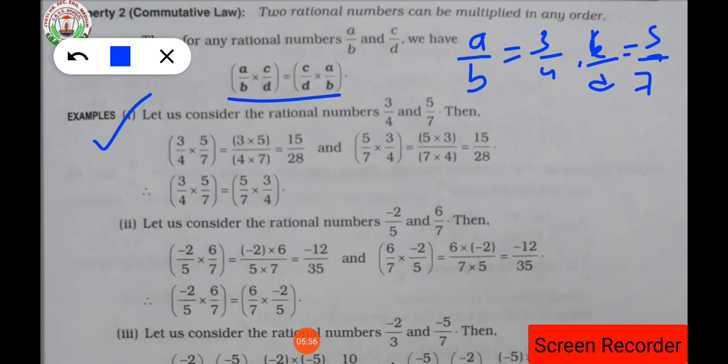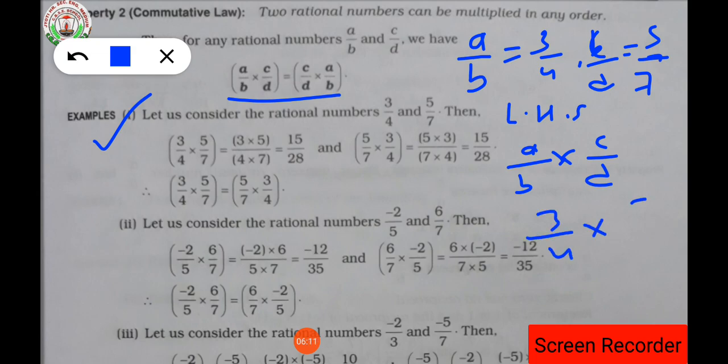So what is the first, left hand side we are having? a by b into c by d. So multiply the value of a by b with c by d. That is, a by b we are having as 3 by 4 into c by d we are having 5 by 7. So 3 into 5 will be 15, okay, and 4 sevens is 28. So what is the left hand side answer we are getting? That is 15 by 28.